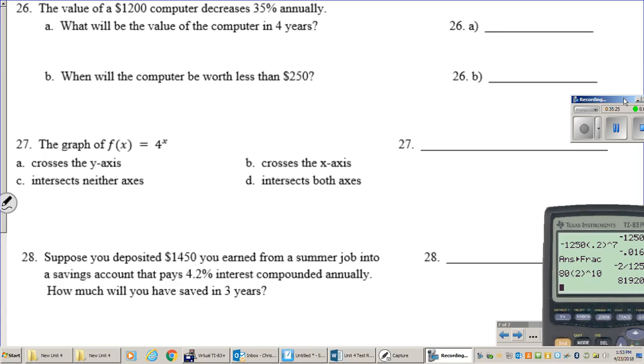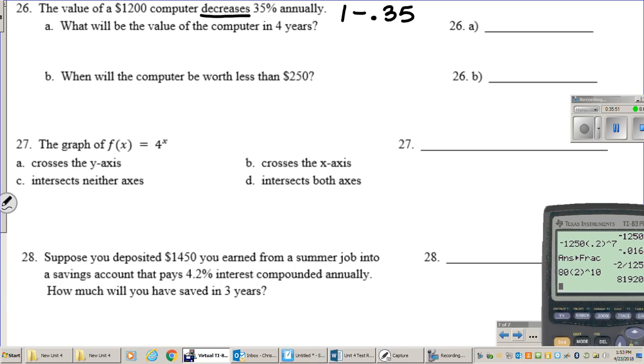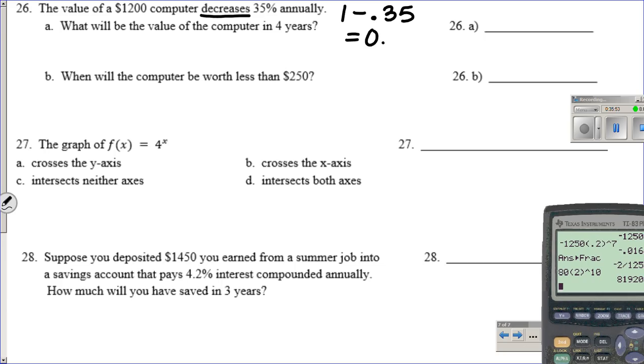So this is a great equation where you would want to actually put it into your calculator and look at your table of values so you can see exactly what year it becomes less than $250. Let's look back at our keyword here. Our keyword is decreases. 35% as a decimal is 0.35. So it's going to be 1 minus 0.35, and that's going to equal 0.65. So our decay factor is 0.65.